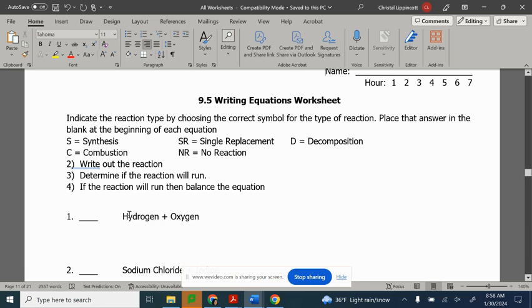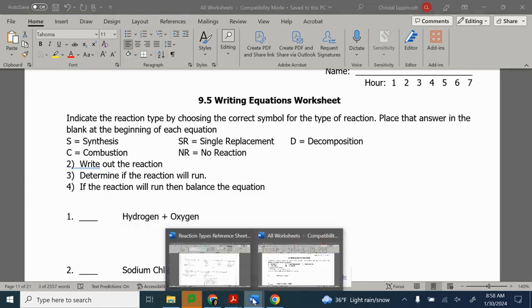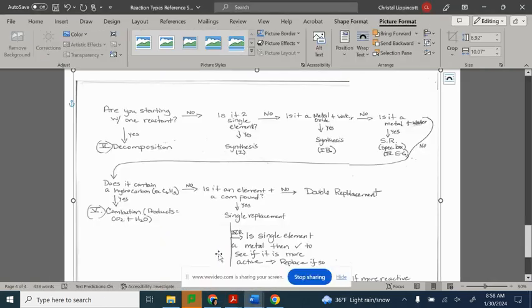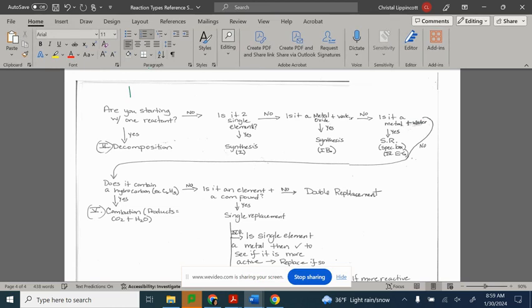So the first one that we're going to look at is this hydrogen plus oxygen, okay? So if you go over to here, you are going to follow through this flow chart. So we are working with hydrogen plus oxygen, is what we're looking at, okay? So hydrogen plus oxygen.